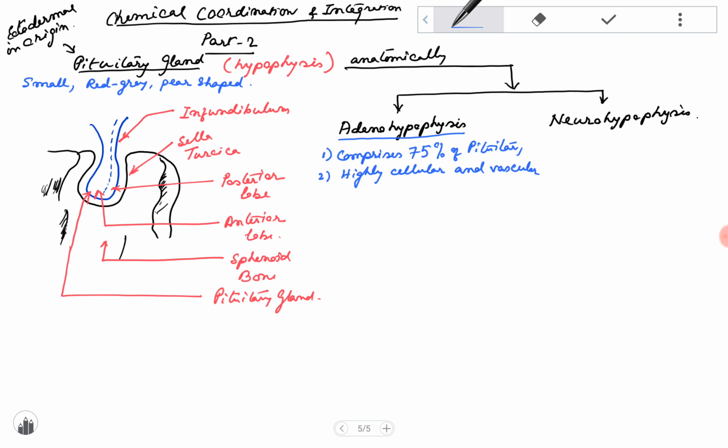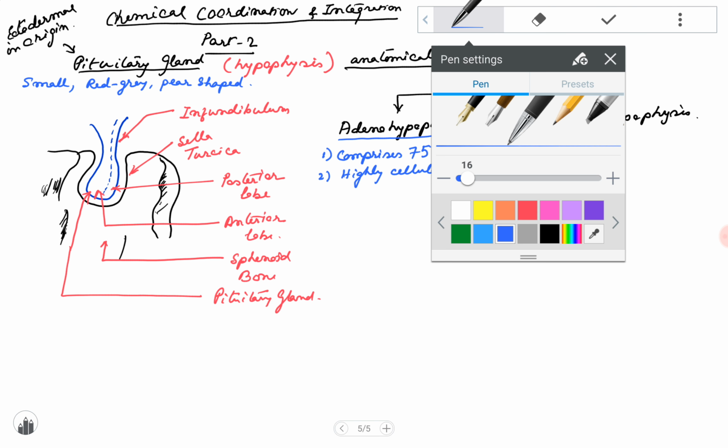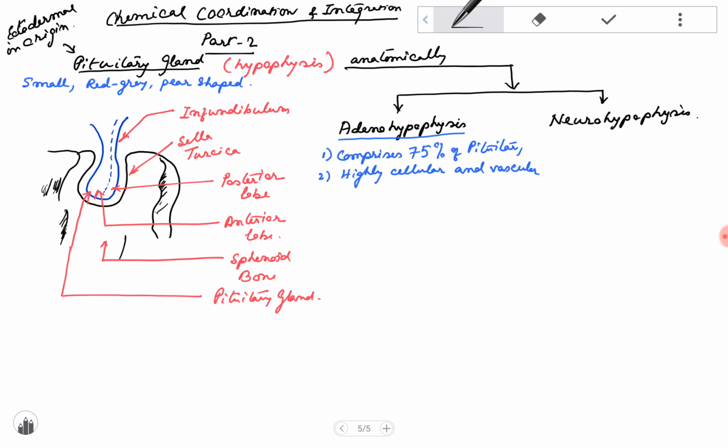Now the adenohypophysis is divided into two parts. These two parts are the pars distalis and the pars intermedia. One portion is pars distalis and the other portion is the pars intermedia.